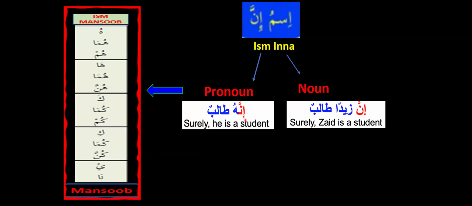So what do you do if you want to say huwa talibun? You have to bring a pronoun, because now you are changing your noun sentence huwa talibun, where your mubtada is a damir, into ismu inna, because you're bringing inna. So you came up with the damir. But the question is, which pronoun did you choose? You chose a pronoun from this list, which we have studied in detail, right?